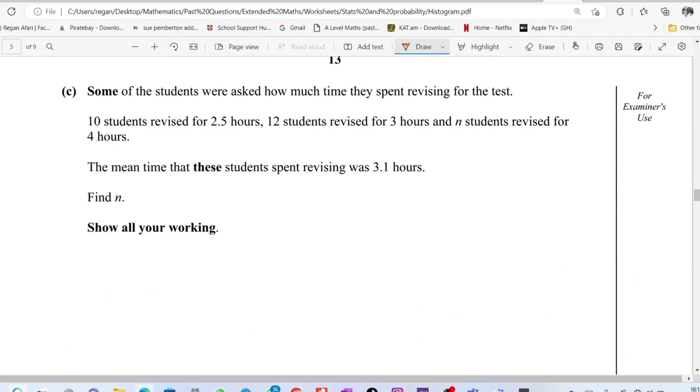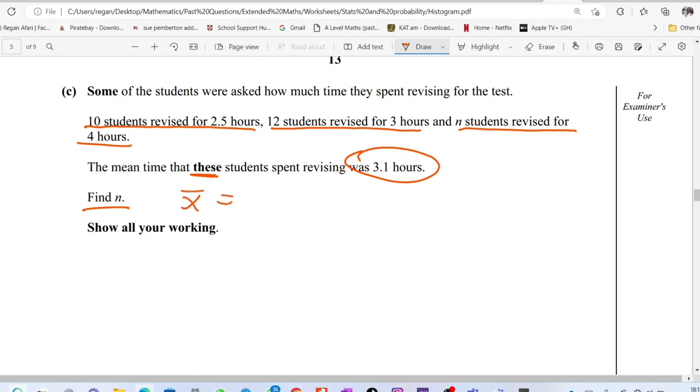All right, and then they said, some students were asked how much time they spent revising for the test. 10 students said they spent this, 12 spent that, and then 10 students spent 4 hours. Now the mean of these students combined with everyone, they had this kind of mean. So find the value of n. Okay, that's cool. So you know that mean is your sum over the number of students in this case.